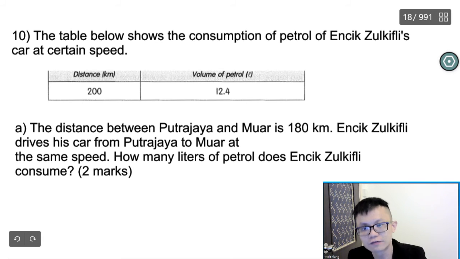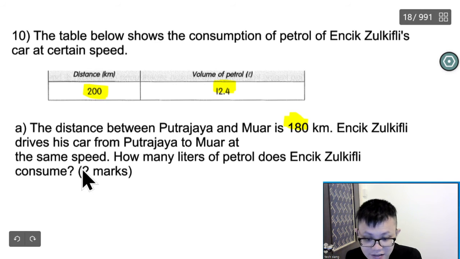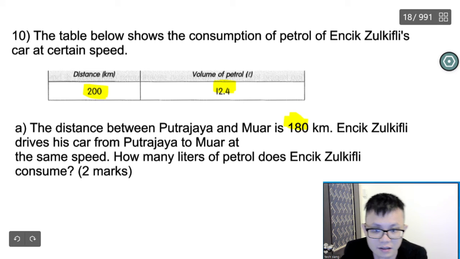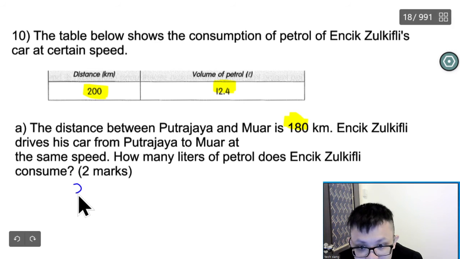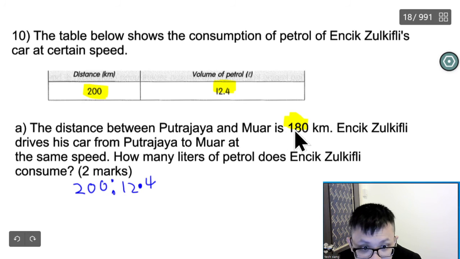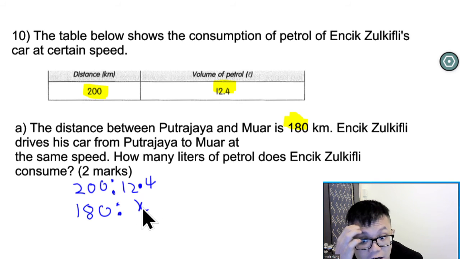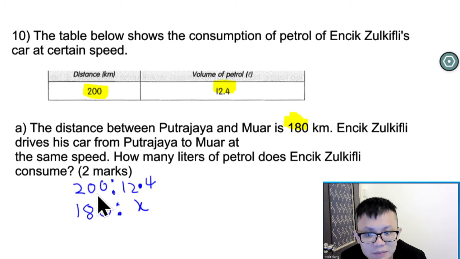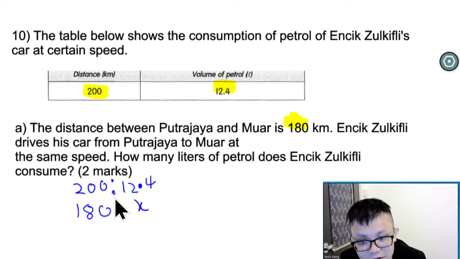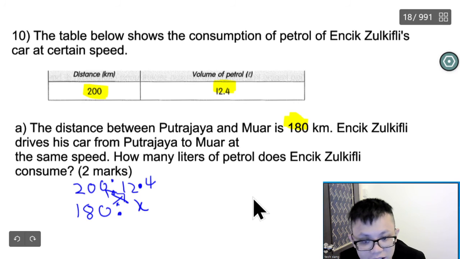So if 200 kilometers is 12.4, so 180 kilometers is how many? So usually what I do is, I just write down. It's very easy. Actually, it's ratio, correct or not? So I just write here, if 200 is 12.4, then 180 is something lesser. I just put here x, because I need to find how many x is. Just remember, if 200 is 12.4, 180 means x. x is something that I don't know. So what I need to do is, I need to cross multiply. This one times here, this one times here. Just remember that, okay?